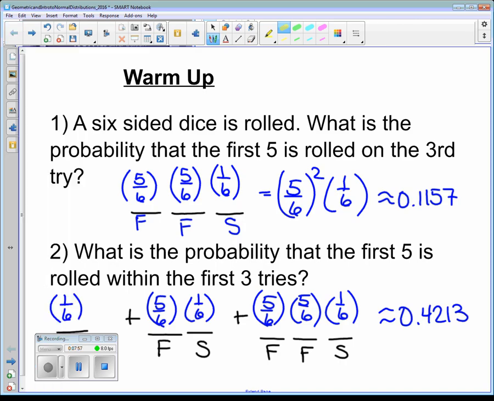Let's say the situation: I'm rolling a dice. I'm looking for, on average, how many rolls until I get the first 5. So that would be a question I would ask. On average, how many rolls until I get the first 5?